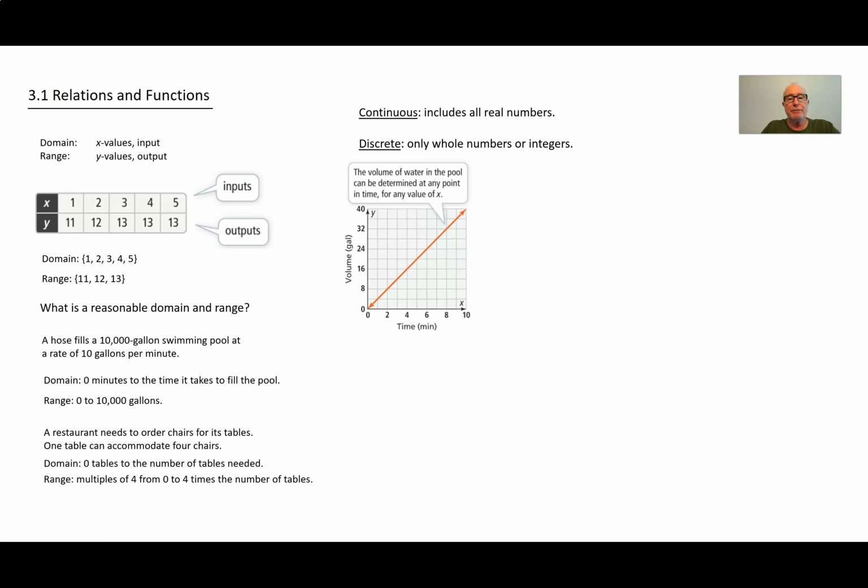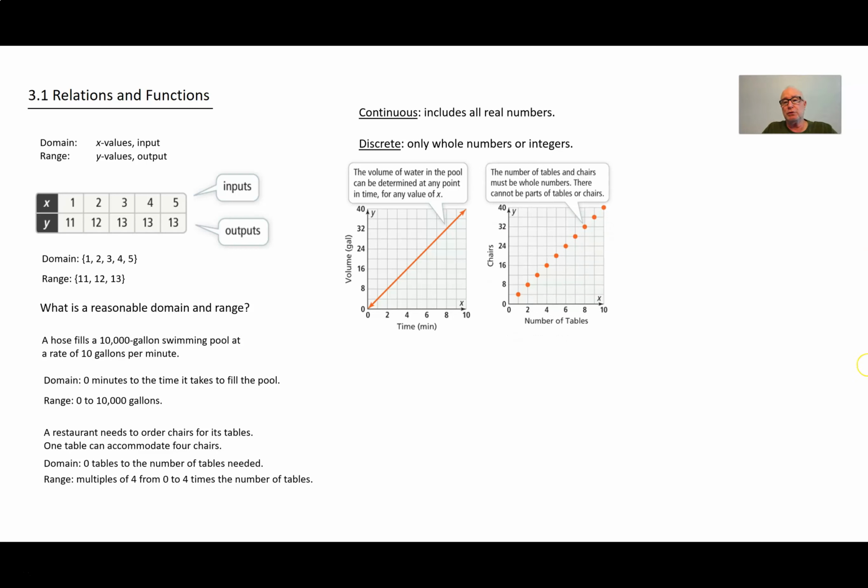So on a graph, we would connect everything up because it includes all the possible values. So that's continuous. In our table and chair problem, you can't have half a table or half a chair. You can only have whole numbers. So all the values in between aren't connected, so we end up with dots. So that's a discrete function.